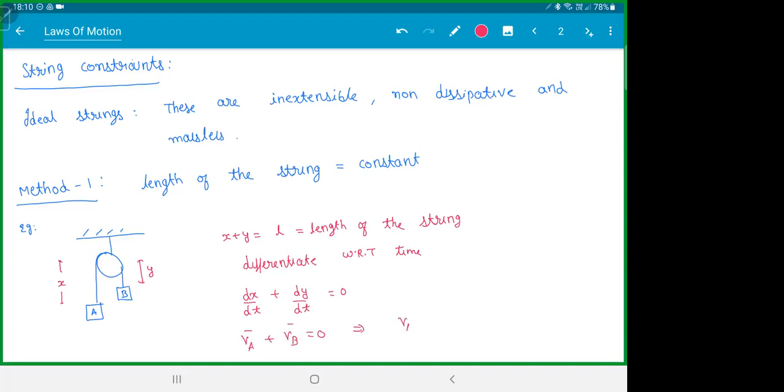This thing is kind of obvious. We know if A goes up, B comes down. Or similarly, if B comes down, A goes up. So here the negative indicates A and B are going in opposite direction with the same magnitude.